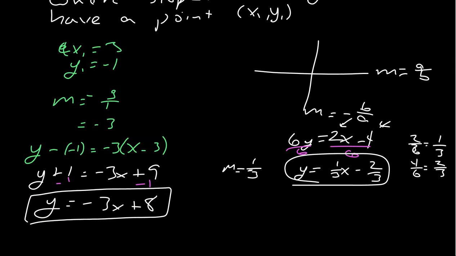And this line then is perpendicular to the one given in the question, and it passes through the point (3, -1), and it's written in slope-intercept form. So I'm done. Hopefully this helps a little bit.